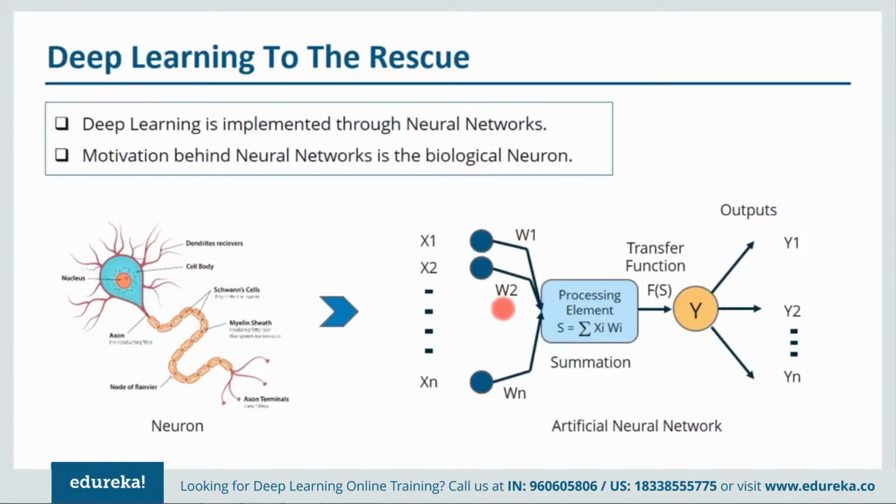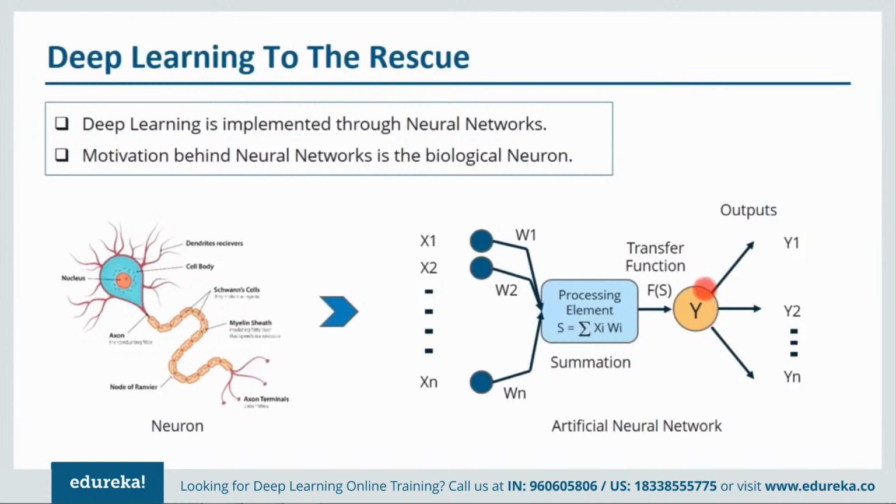In the beginning, these weights are randomly assigned. If I take the example of x1, then x1 multiplied by w1 will go towards the processing element. Similarly, x2 and w2 will go towards the processing element, and similarly the other inputs as well. Then summation will happen, which will generate a function of s, that is f of s.